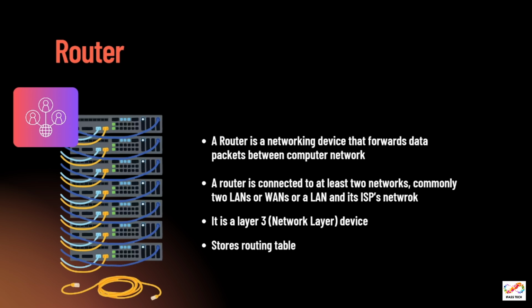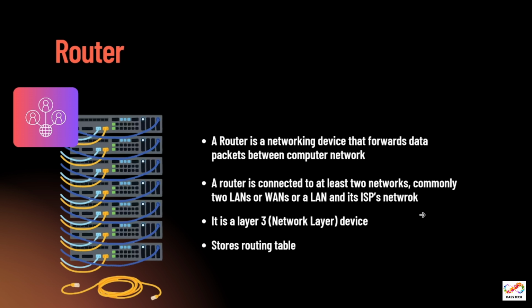Now if a computer in the 10 network wants to communicate with a computer in the 200 network, this communication cannot be done by a switch alone, because a switch mainly connects devices inside the same network. So we need a device that can connect two different networks, and that device is a router. A router is connected to at least two networks. For example, it connects two local area networks, two wide area networks, or one local area network to the ISP, internet service provider, for internet access.